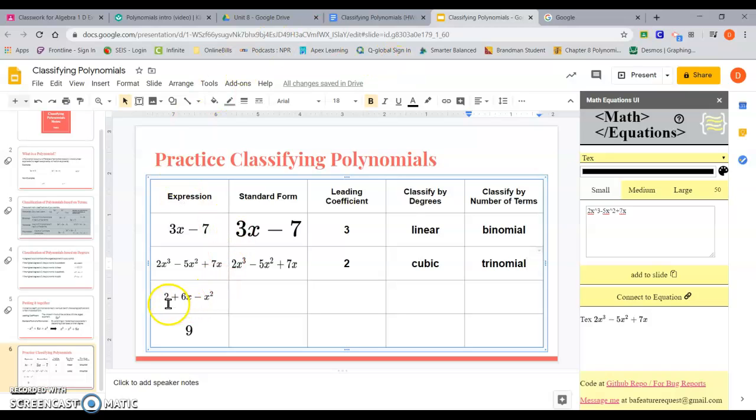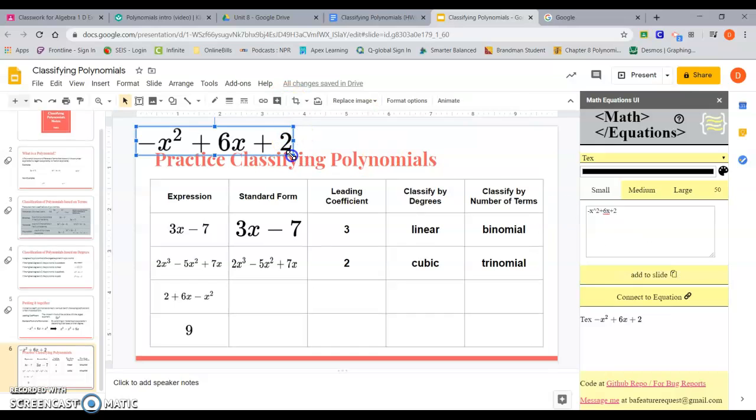Next one. I'm looking at 2 plus 6x minus x squared. That is not in standard form, so I have to rearrange that. First I need to make sure I'm including the sign. I notice that the highest degree is that x squared. It is also negative x squared. So I need to put in negative x squared. Next would be 6x, so I'm going to add 6x, and then the last would be the whole number 2. All right, that is standard form, starting with the highest degree and working my way down to the lowest. I'm going to bring that into my box.